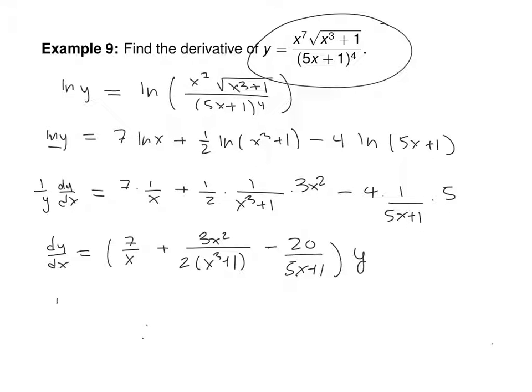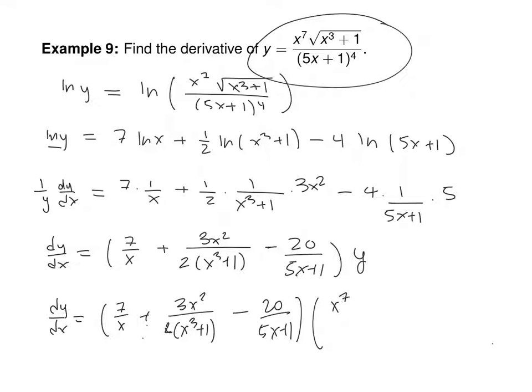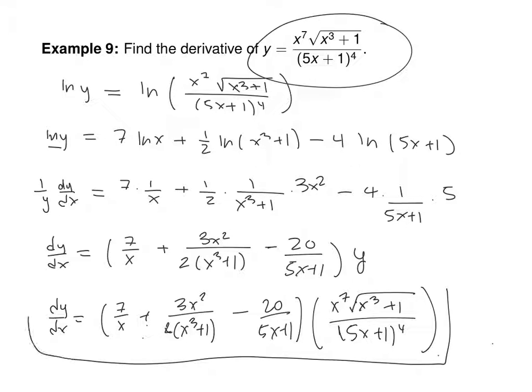So your dy dx is 7 over x plus 3x squared over 2 times the quantity x cubed plus 1 minus 20 over 5x plus 1, times the original expression. And I know for a fact that WebAssign will not let you be right until you've plugged in that original expression. On these, there's no need to simplify. I don't want you to, because it's just too tedious. But that's the derivative.